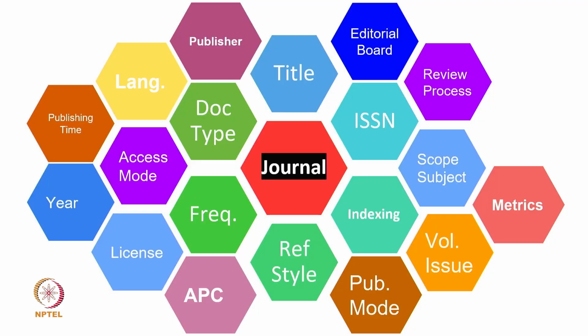The first attribute of a journal is the title, which signifies the name of the journal. The second attribute is the publisher. Who publishes this journal? Is it a journal by a society or by an organization? The third key attribute of a journal is the ISSN number. This is a unique number of 8 digits that identifies the journal.